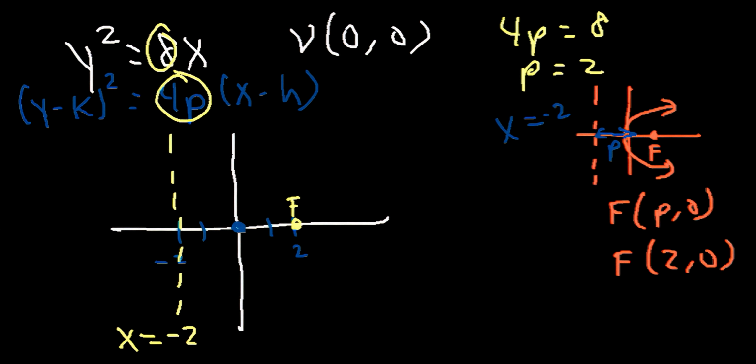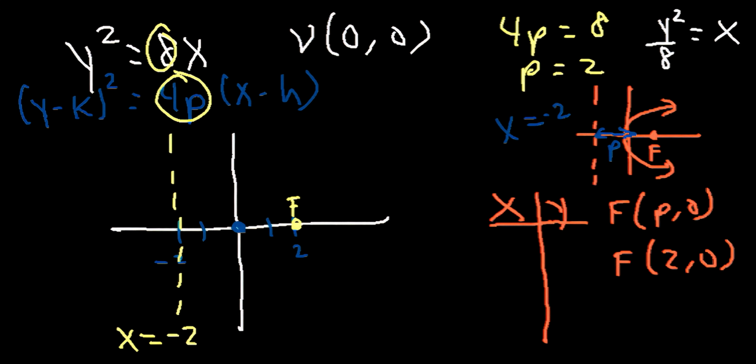Now, we could make a table if you want. Should we plug in values for x or for y? Which one is easier? If you have y squared, it's easier if you plug in values for y rather than x. Let's plug in 1 for y. Actually, 1 is going to be too small. Let's solve for x: y squared divided by 8 is equal to x. Let's say we plug in 2 for y.